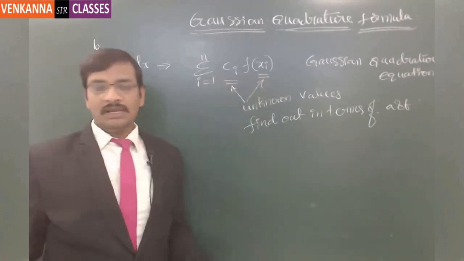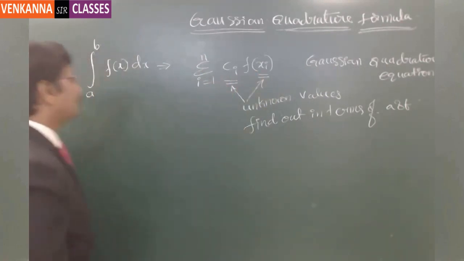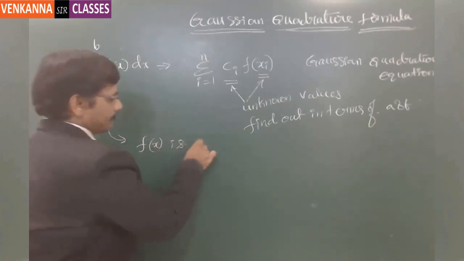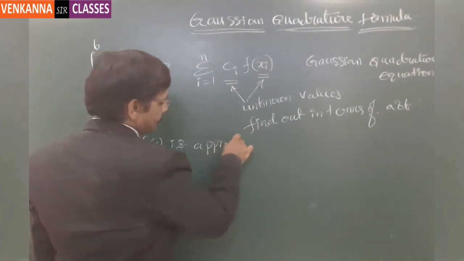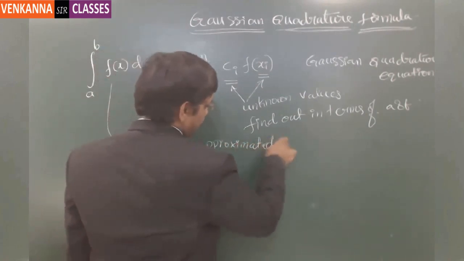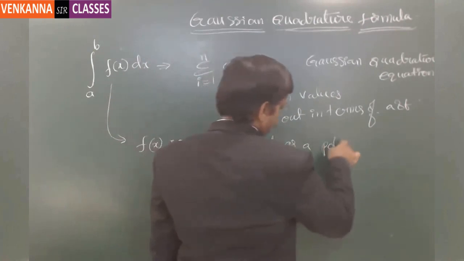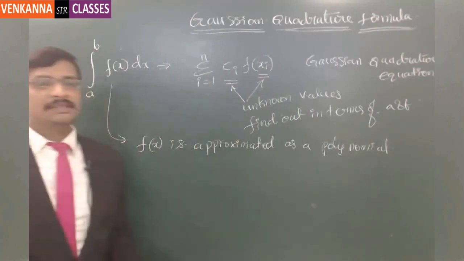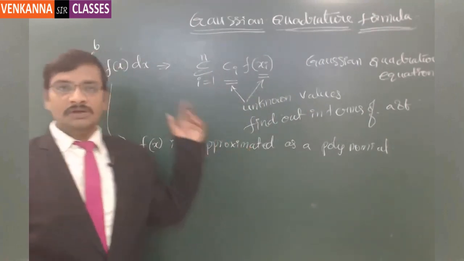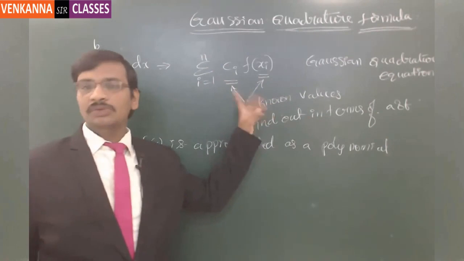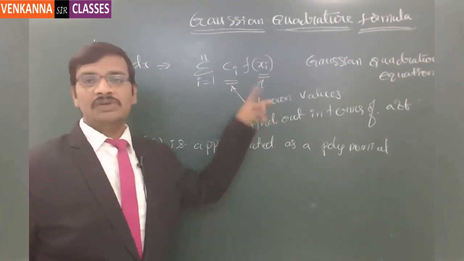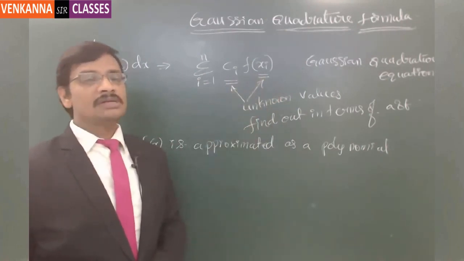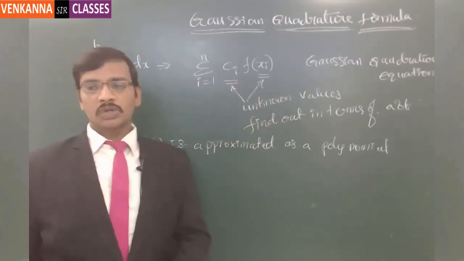f of xi. Now here f of x is approximated as a polynomial, and for this polynomial approximation we are trying to find the integral value as a weighted multiplication of the functional value at different locations given by these xi values. So this is what is called the Gaussian quadrature formula for finding the numerical integration.